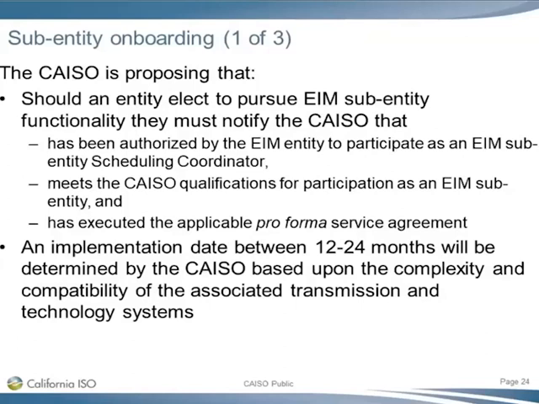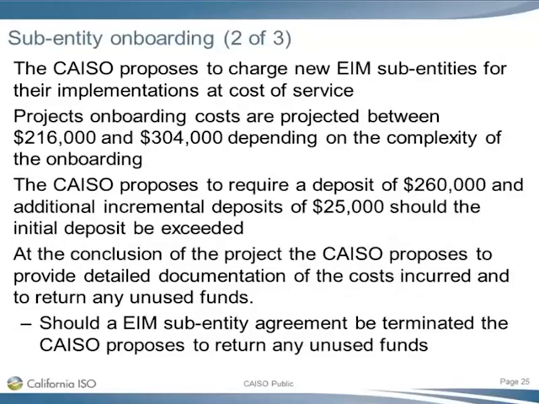This gets back to, is the subentity embedded in an EIM entity, or a balancing authority area that's already an EIM participant? Is this brand new? And then the amount of independence that that subentity is granted by the EIM entity. Next slide.